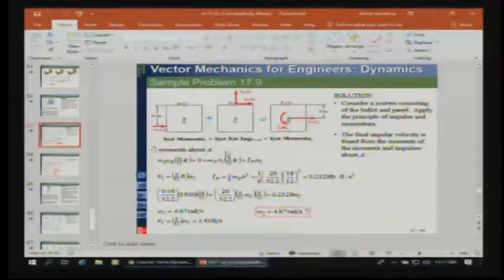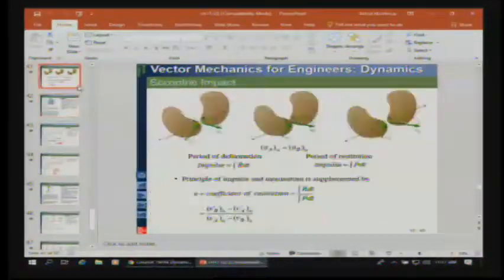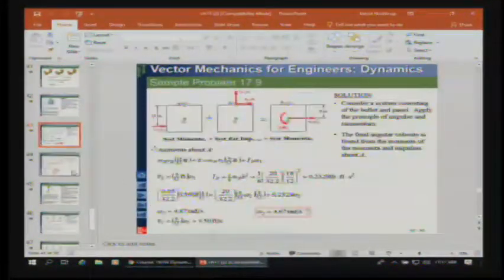So we take the system momenta plus the external impulses, and that will equal the system momenta at time two. So this is exactly the same sort of a setup, except for now we have this rotational piece as well as the linear piece.